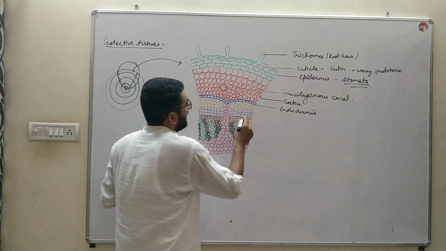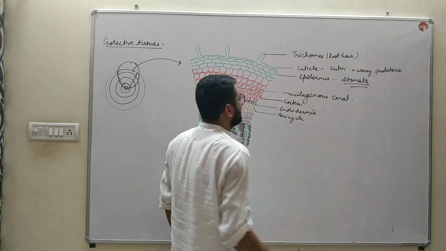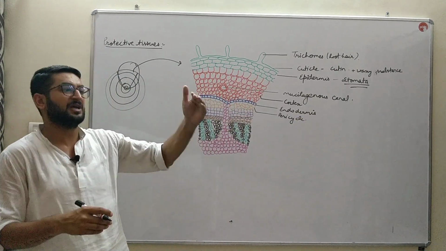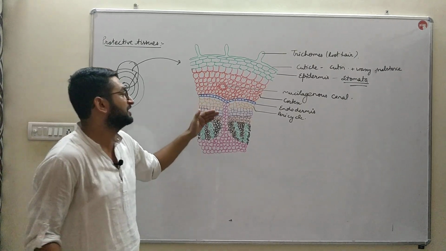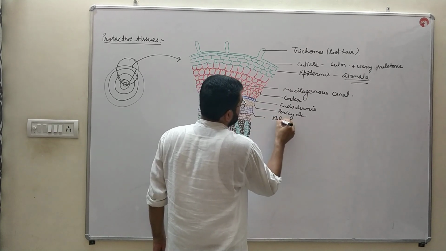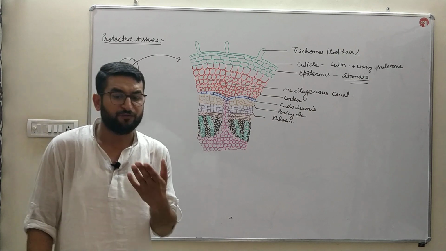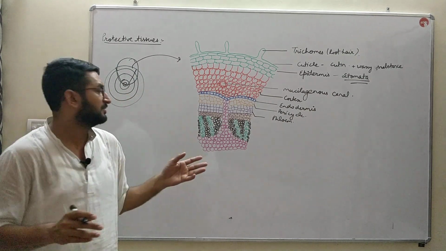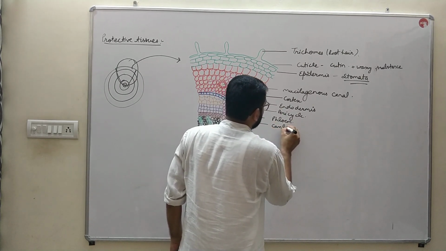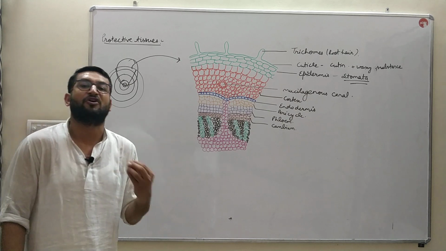नेक्स्ट वॉच, आफ्टर दैट देयर इज अ स्ट्रक्चर नोन एज पेरिसाइकिल. पेरिसाइकिल इज अल्टरनेटिव कॉलनकाइमा एंड पैरेन्काइमेटस सेल्स. Collenchyma, parenchyma, collenchyma, parenchyma, so alternatively. Next, after this, phloem is there, the tissue which transports food from one part to another. Then these flat rectangular cells are cambium, and this cambium will lead to the formation of cork.